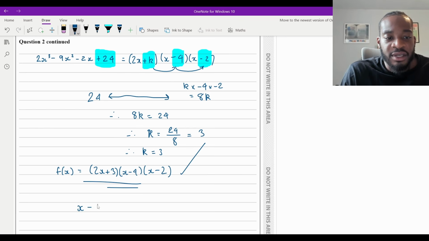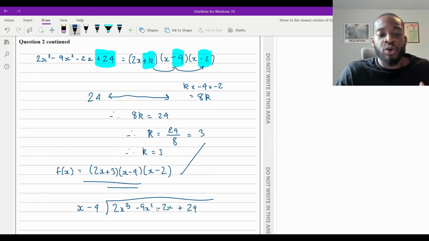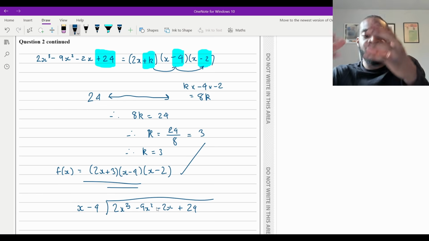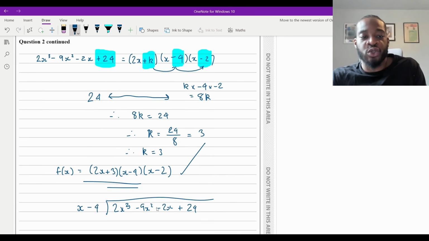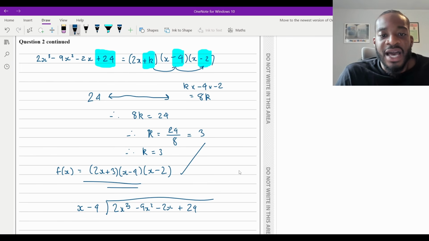So let's say you want to use x minus 4 as the factor, and then you plug that in there. On the bottom, minus 9x squared minus 28 minus 2x plus 24. Then use long division to figure out what the quadratic is. Factorize that, and then you'll get your 2x plus 3 factor. Hopefully that makes sense. So that is part B done. We're going to go into part C now.